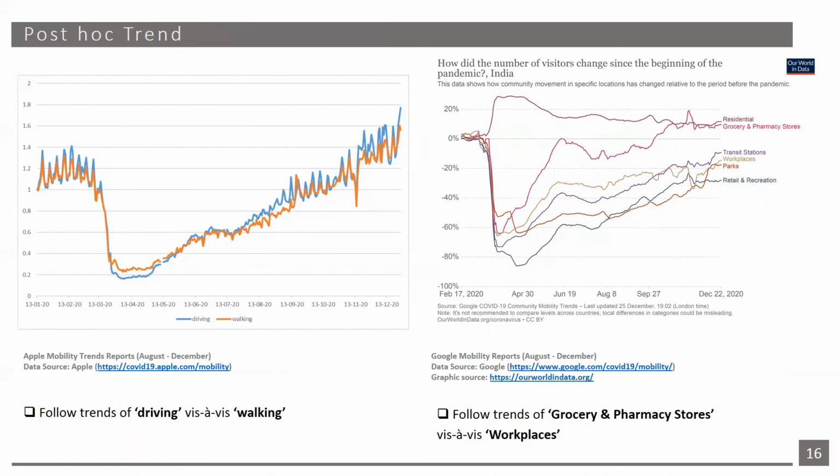That means what we predicted, that people are going out to the neighborhood or local shops instead of going online, has actually happened. Whereas people prefer working from home, that's why you can find that workplaces are still below the normal level.